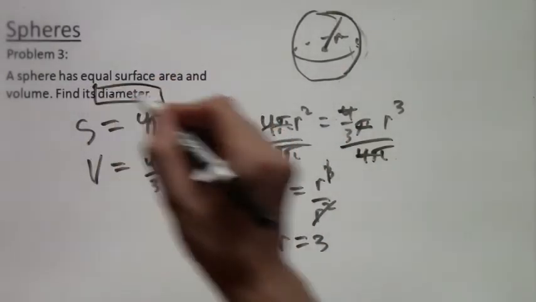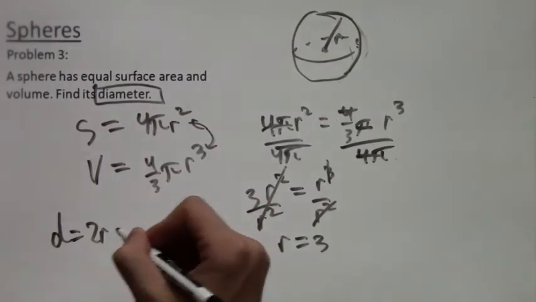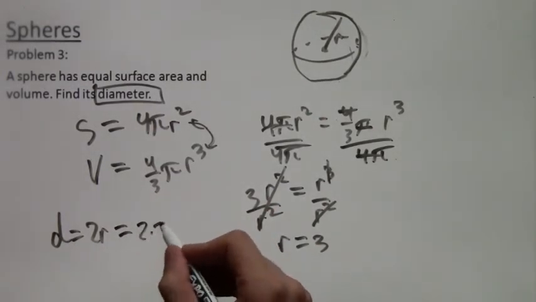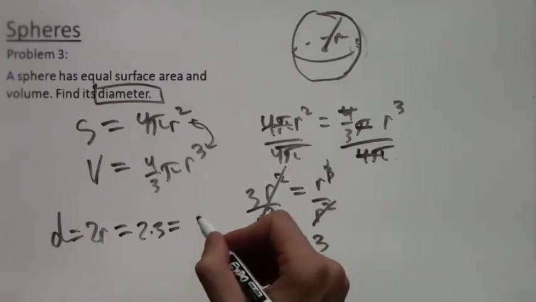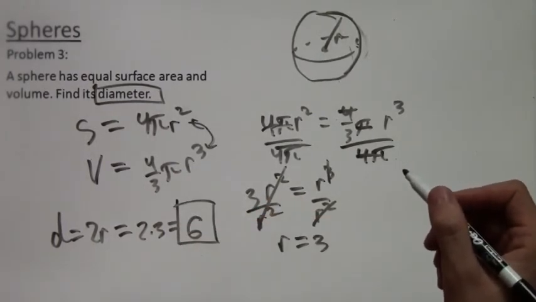Oh, but wait, remember that we were looking for the diameter. This is always important to check what the question was asking for once you're done, and the diameter is twice the radius. So it's really easy to make the mistake and say that 3 is the right answer.